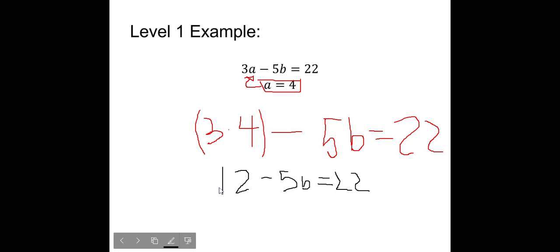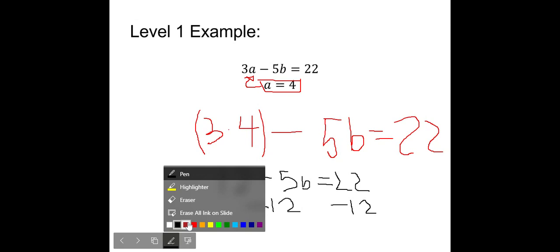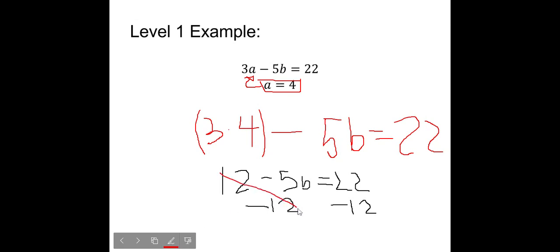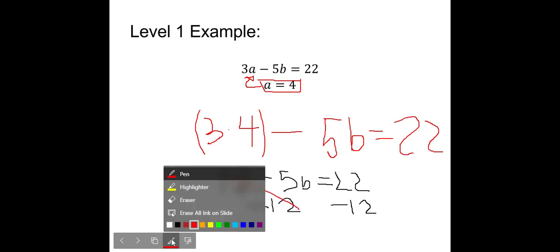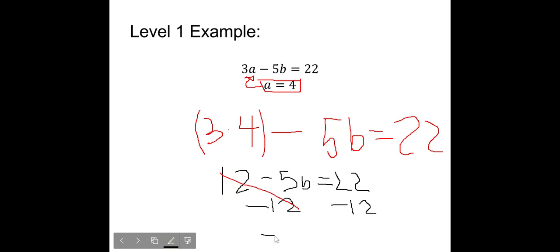Just like normal, I'm going to subtract 12 from both sides because the 12 is positive here. So we're going to have minus 12 over here and minus 12 from over here. Now remember, we do the opposite because we want to cancel something out. So then we're going to be left over with negative 5b on the left-hand side. And 22 minus 12 is just 10.